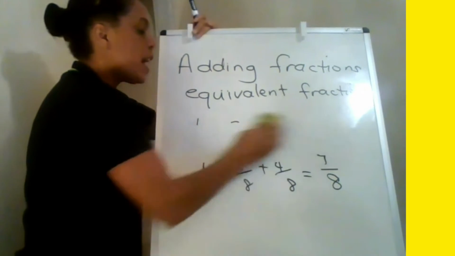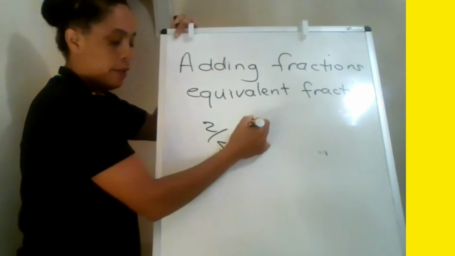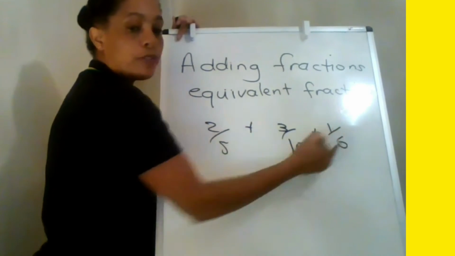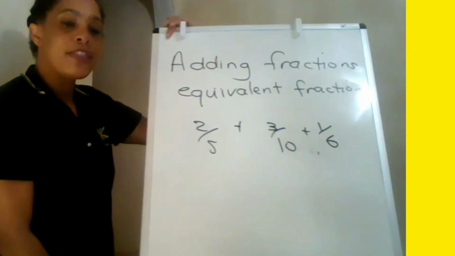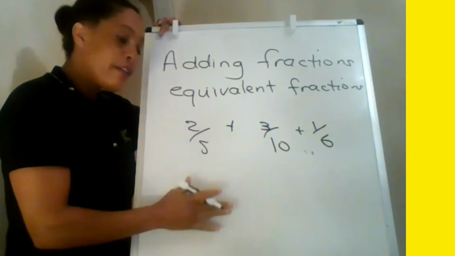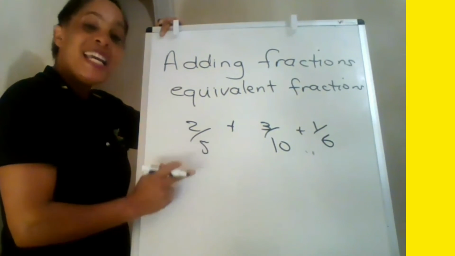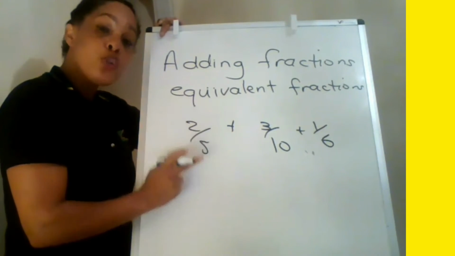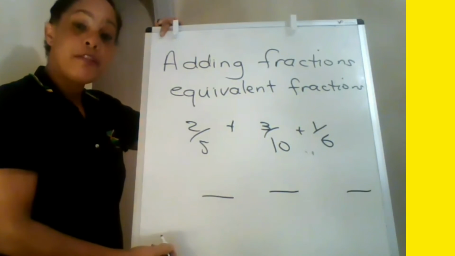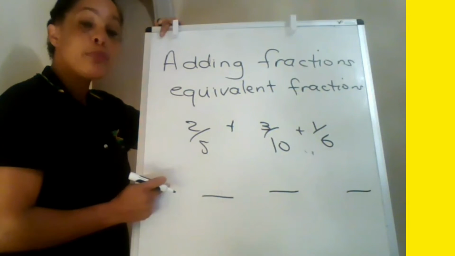Now we're going to be looking at when the denominators are not the same: 2 out of 5 plus 3 out of 10 plus 1 out of 6. Remember, to add fractions, you must make sure that the denominators are the same. In this case, they are not, so we're going to make them the same by using equivalent fractions.